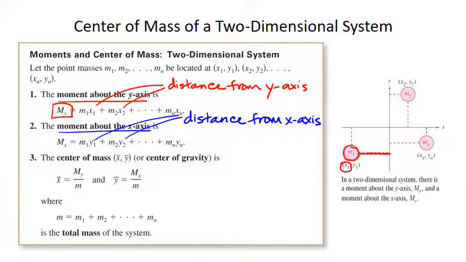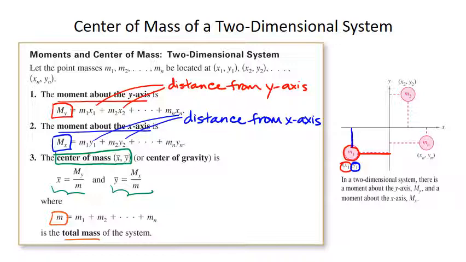So if I'm looking at this, here's the x-axis. This is the distance of the mass from the x-axis, which is a y value, and we will represent that as m sub x. So if we want to identify the center of mass, it's represented in this way, where x bar is found here and y bar is found here. The last thing to take note of is how we find m. M is the sum of the masses.